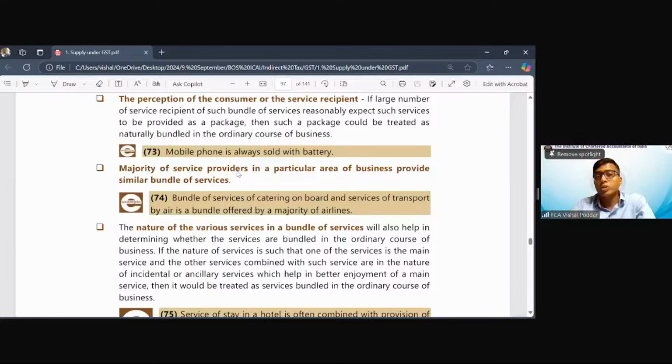Second, the majority of service providers in that area of business provide similar bundling. The first criteria was from the buyer's perspective, the second is from the seller's perspective. So let us say we are talking about hospital services. Check whether all these facilities which this hospital is giving are also provided by other hospitals. If yes, we will say that it is naturally bundled.